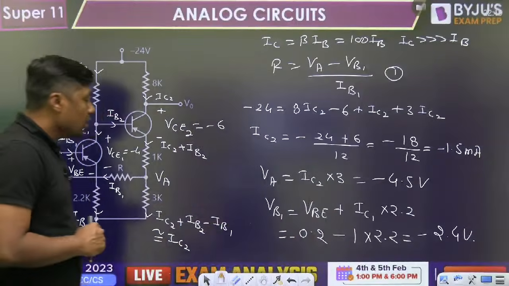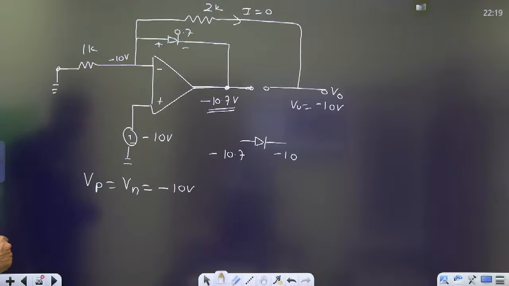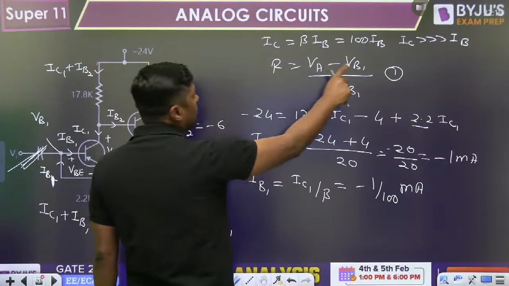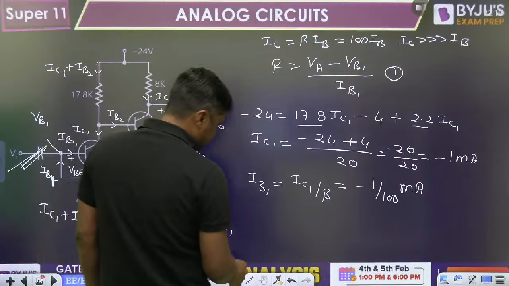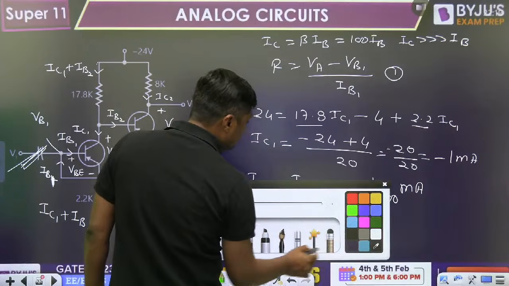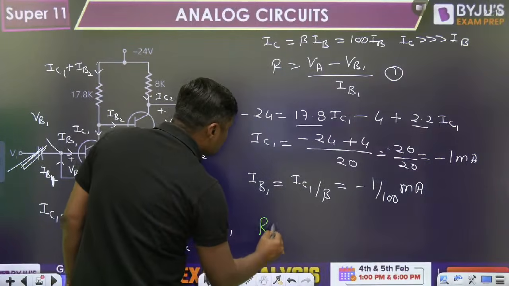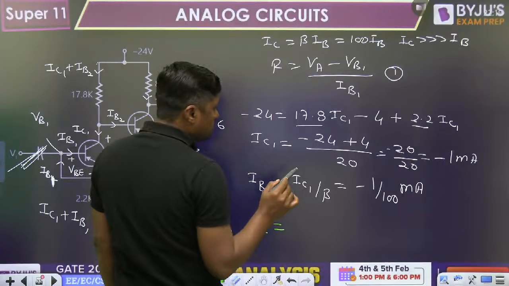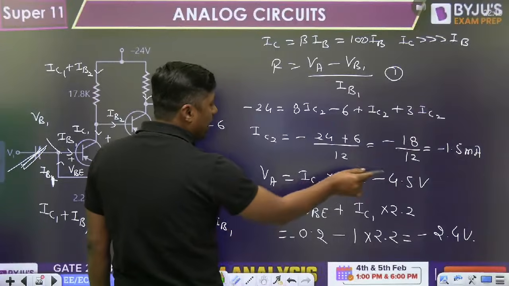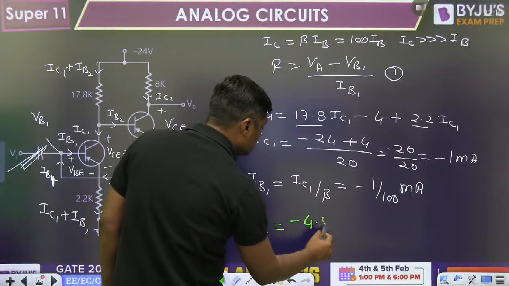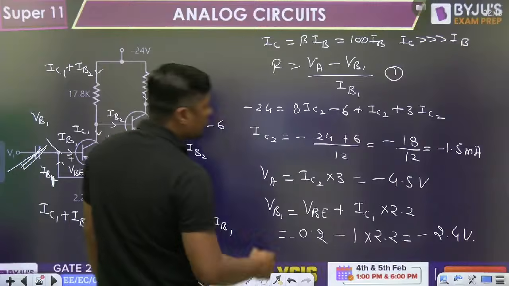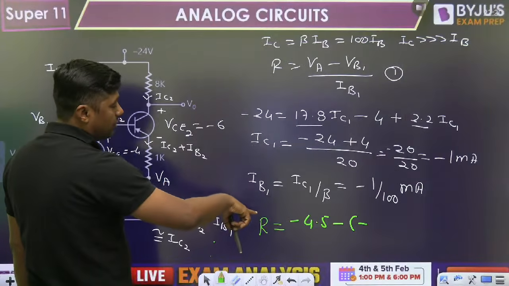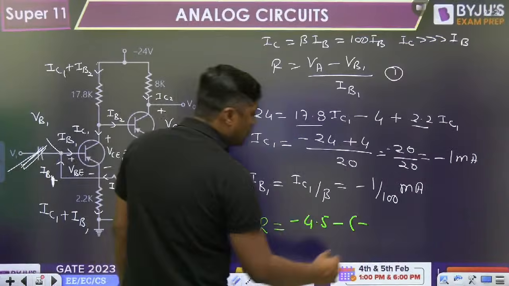And now, once you get the value of VB1, what is the method to solve this question? R. VA is known, VB1 is known, IB1 is known. So what is the answer? R is equal to VA. What is the value of the VA? Minus 4.5 volt. Minus of minus. What is the value of VB1? This is the VB1. Minus 2.4 volt.